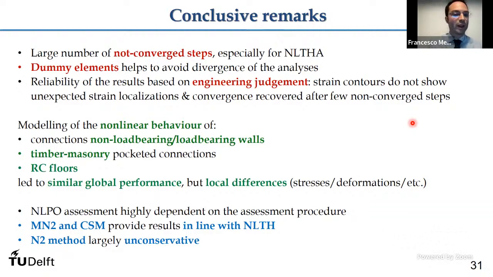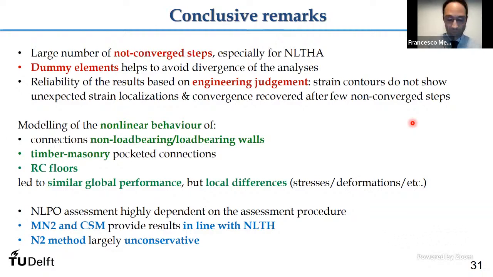but this could be critical for a professional. The second point is that the modeling of the nonlinear behavior of the connections between timber and masonry, between transversal walls, or the nonlinearity of the reinforced concrete floors definitely in this case led to similar global performance, but there are quite significant local differences. And finally, probably what is most important is that we found a good agreement between the pushover analysis and the nonlinear time history analysis in terms of definition of the capacity of the structure.